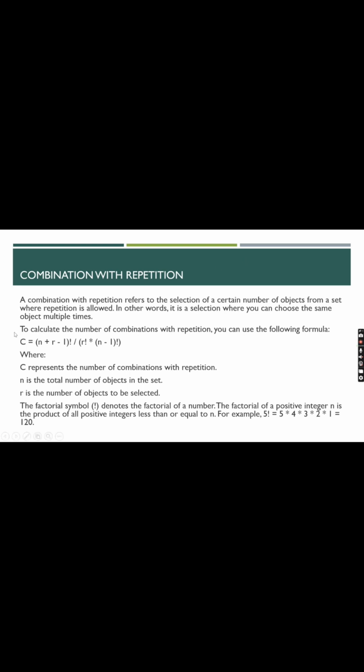To calculate the number of combination with repetition, you can use the following formula. C equals (n plus r minus 1) factorial, over r factorial times (n minus 1) factorial, where C represents the number of combination with repetition. N is the total number of objects in the set. R is the number of objects to be selected. Alam niyo ito guys, ano ang factorial symbol.